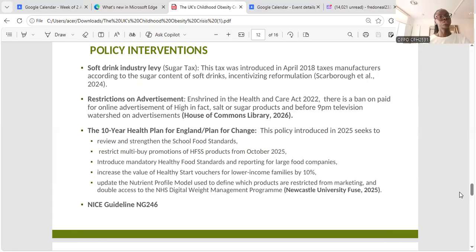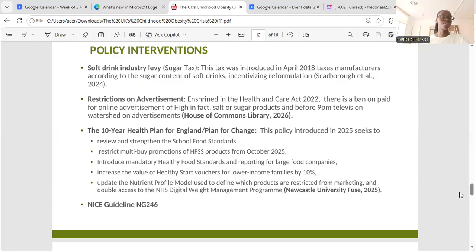This policy was introduced in 2025, and seeks to review and strengthen the school food standards, restrict multi-buy promotions of HFSS products from October 2025, introduce mandatory healthy food standards and reporting for large food companies, and increase the value of Healthy Start vouchers for lower income families by 10%.